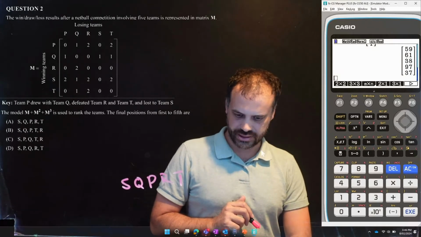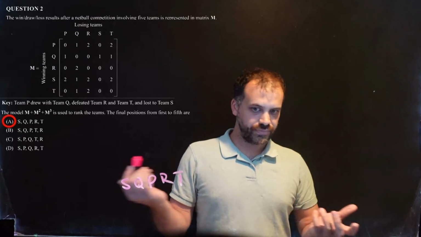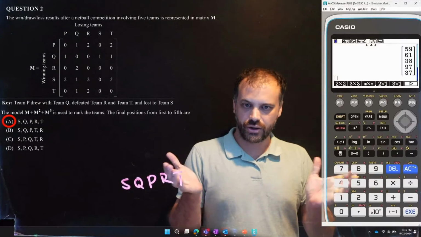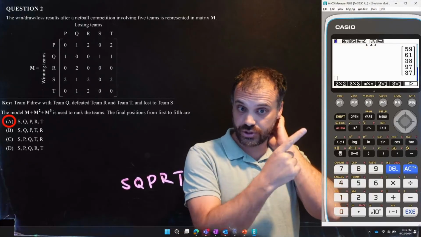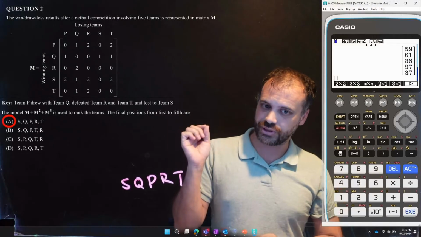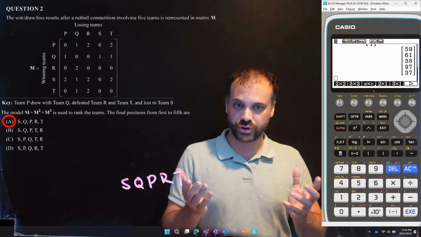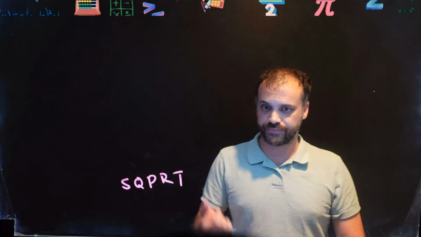SQPRT. Let's see if we are correct. The answer is A. Now, obviously, you're going to want to be super fast with your calculator. This matrix stuff can take a little bit of time. This question should only take you 90 seconds, so you want to get real good. You're going to practice more than I do, so you're going to be great.